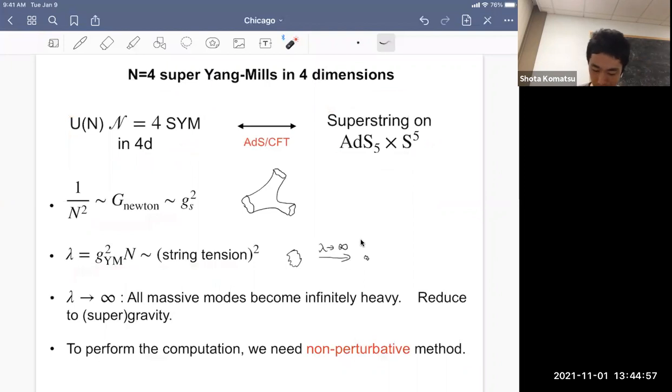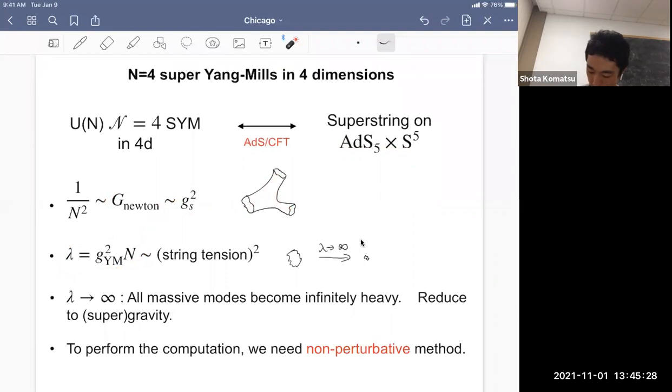And these are the basic dictionary between these 2 theories. First of all, the inverse of the rank of the gauge group becomes roughly the Newton constant on the gravity side, which is also related to the string coupling, which basically governs the rate at which a string splits into 2 or 2 strings join into 1. And another parameter in N=4 super Yang-Mills, the so-called 't Hooft coupling, which is defined in this way, is related to the string tension.